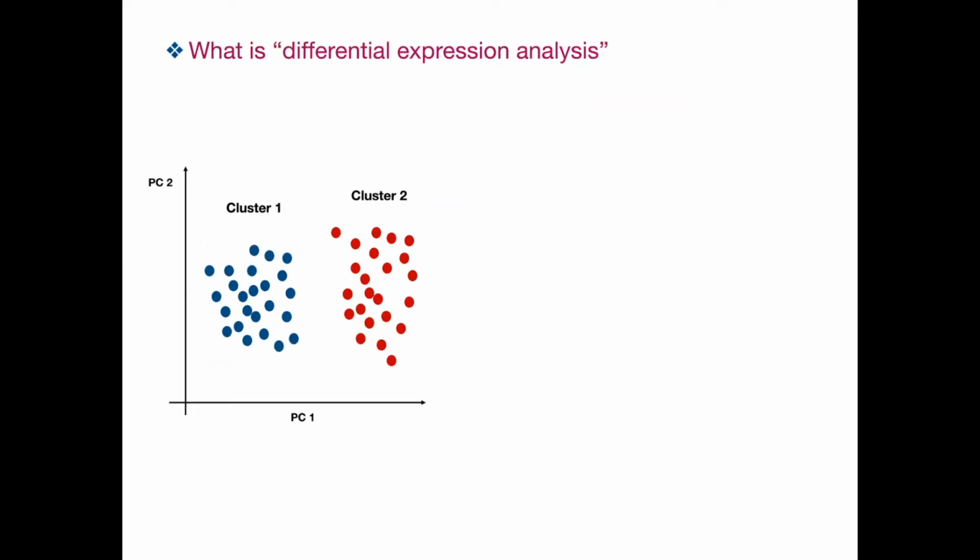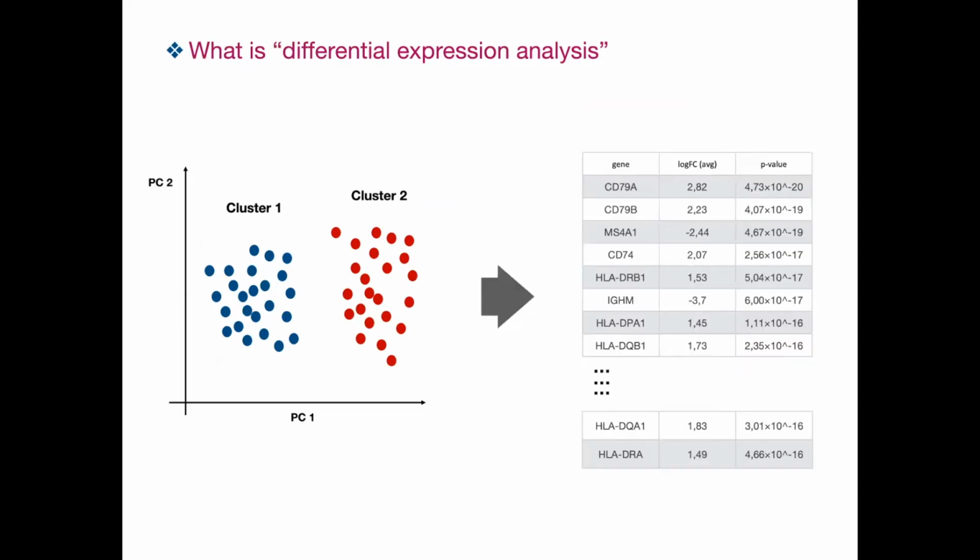Basically, if we have single cell data, we define, in this case, 2 clusters. And then we want to get a list of genes, right? Genes that are up or down regulated in either of the clusters. Normally we get a fold change between them and a p-value that tells us how significant this difference is.